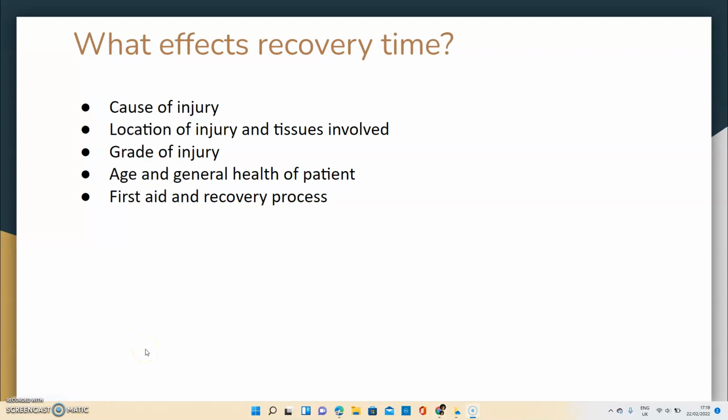That is all for the physiological factors affecting sporting injuries. Next, I'll be talking about the psychological factors affecting sporting injuries.